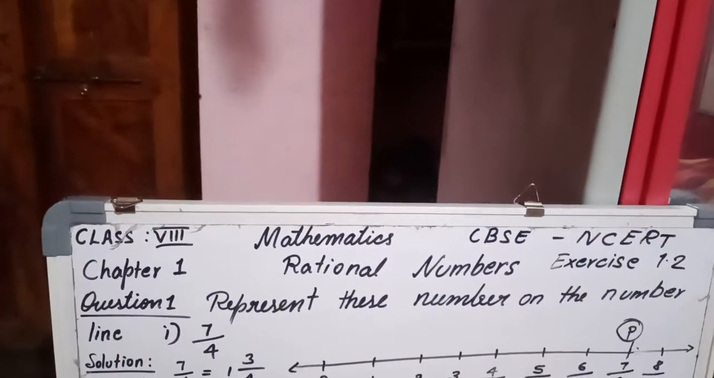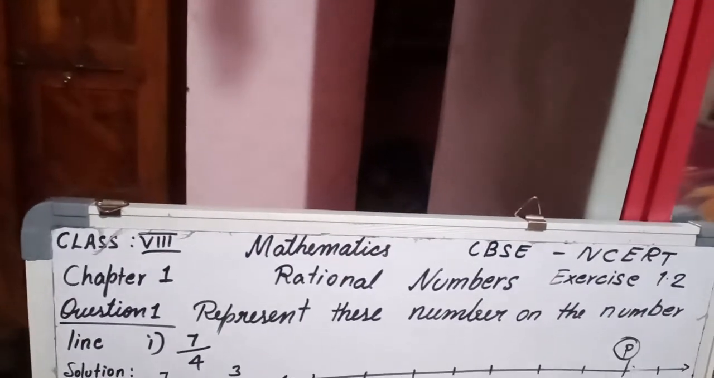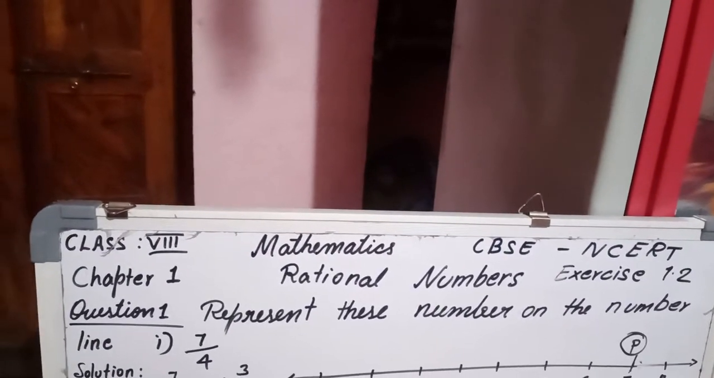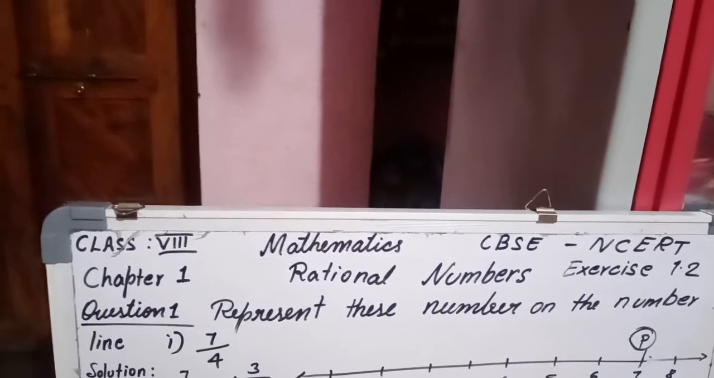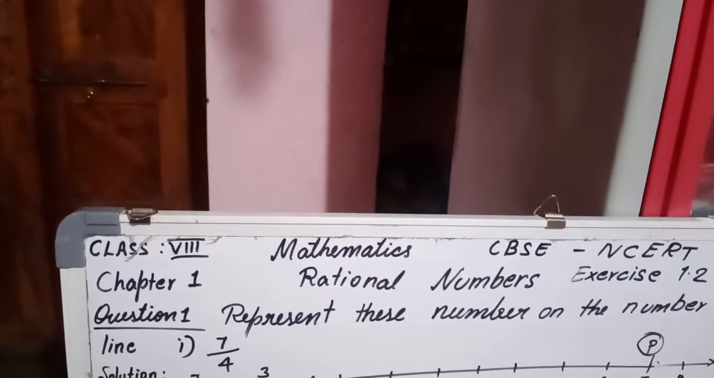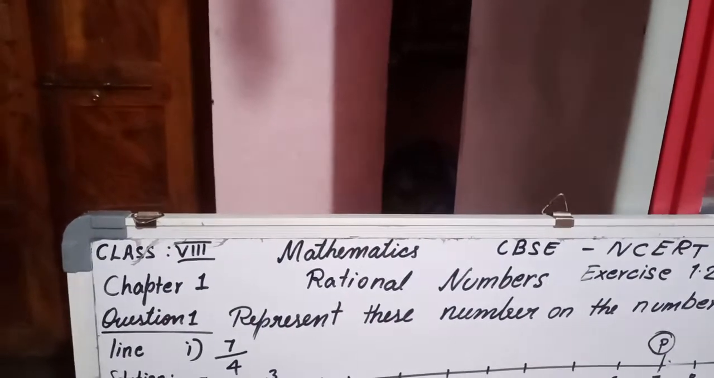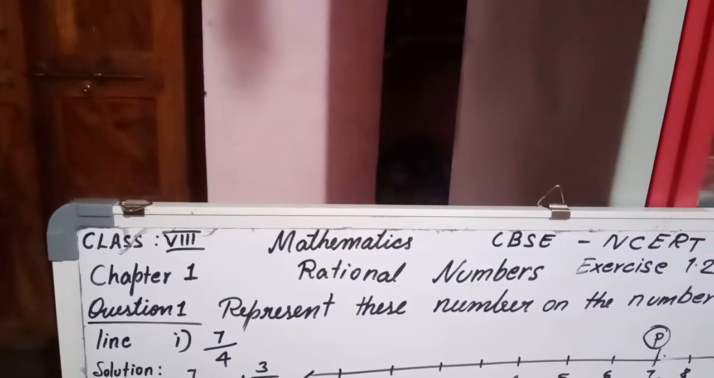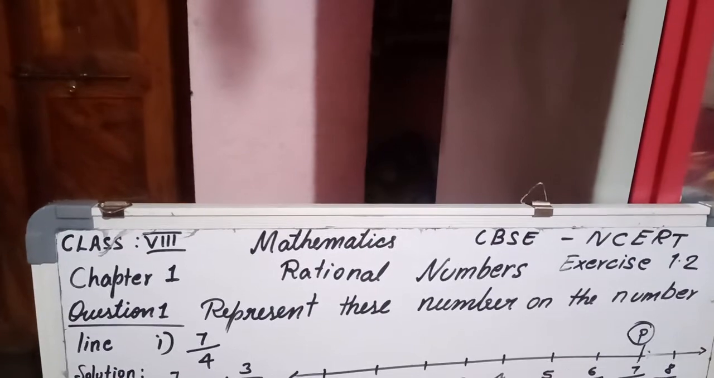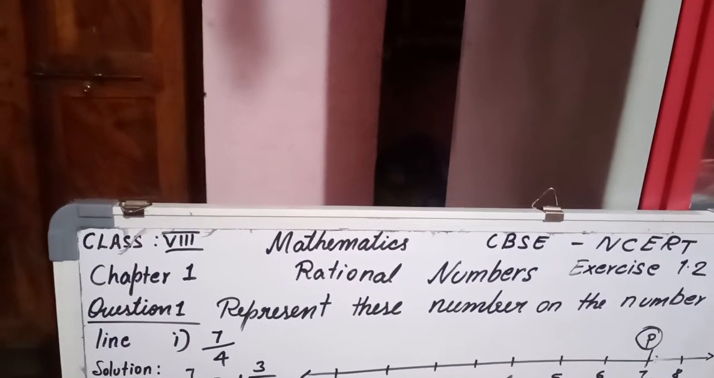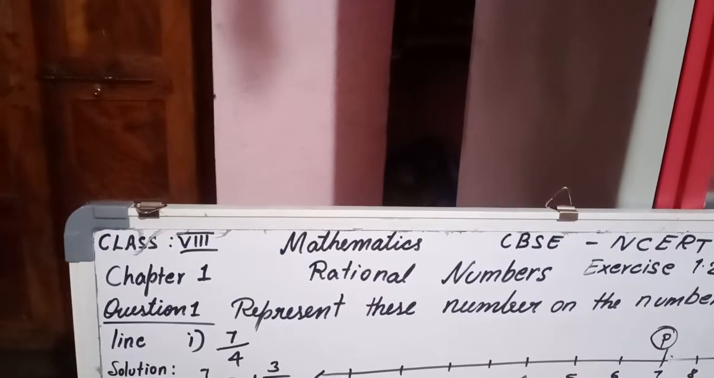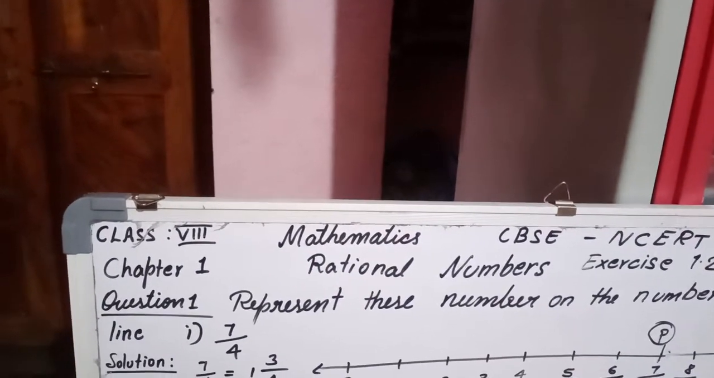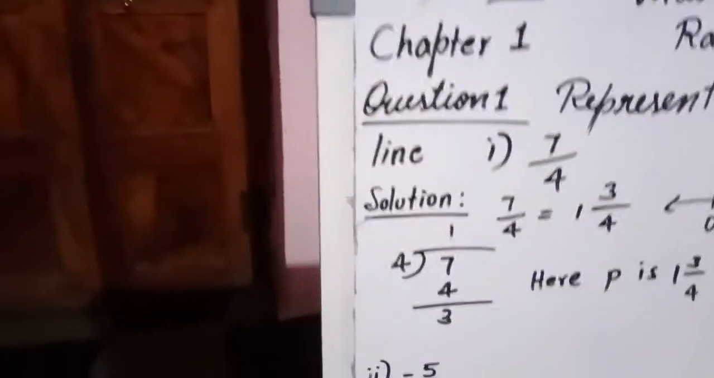Question number 1. Represent these numbers on the number line. This is one of the rational numbers. They are in the form of p by q. So we are going to represent them on the number line. But how will you get the idea? That is important. Just observe that this is an improper fraction. As you know, an improper fraction can be converted into a mixed fraction. So that is the method you can follow.